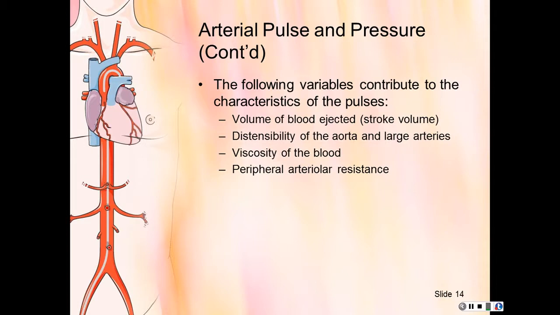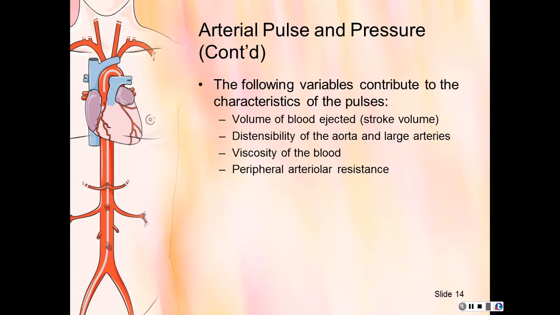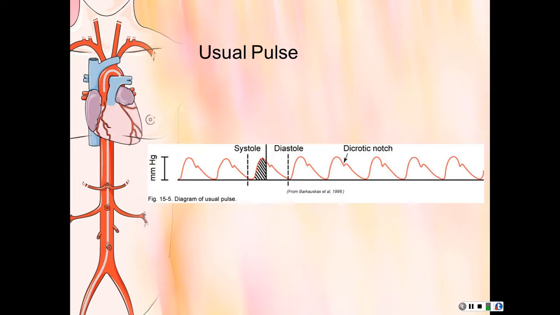But you want to know what that resistance is, because to control blood pressure, sometimes you have to decrease the arterial resistance. You have to control the volume in the blood itself, and that's why Lasix and some water pills are given, to decrease that volume of blood ejected, or in other words, decrease the stroke volume. The usual pulse: when you feel the pulse, most people feel it when it bumps up, and that's at the end of systole.